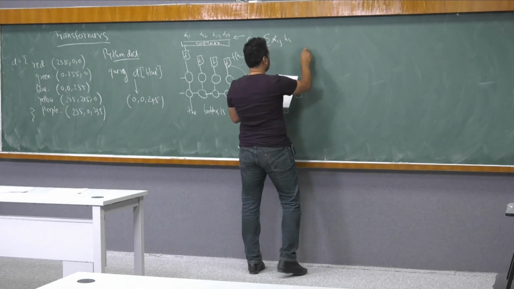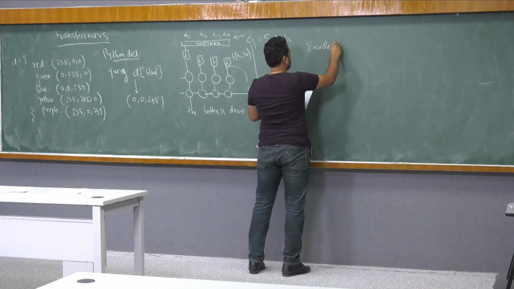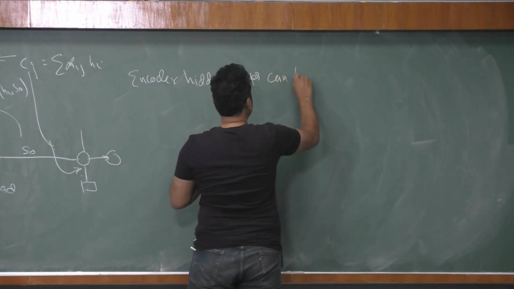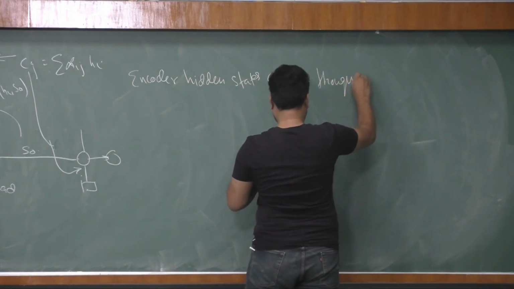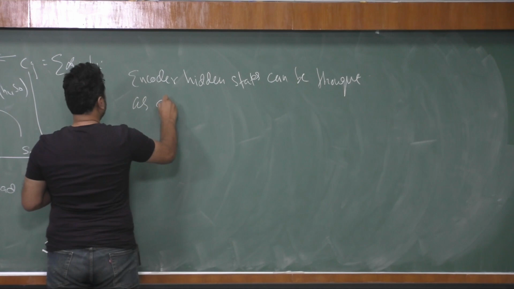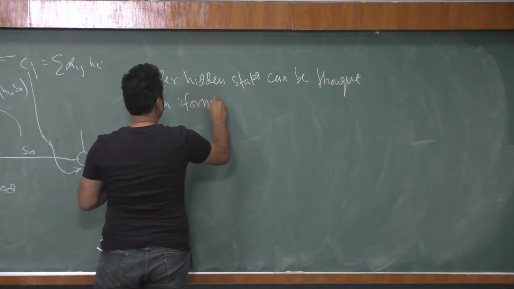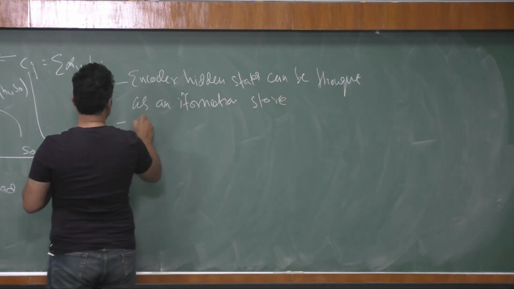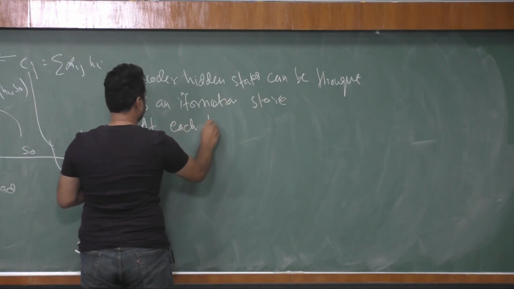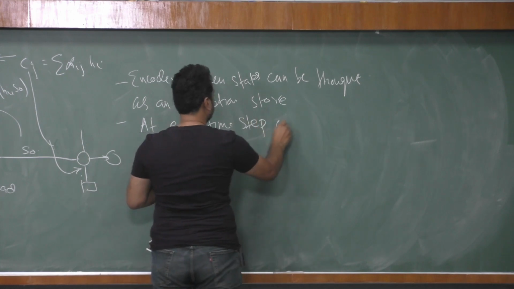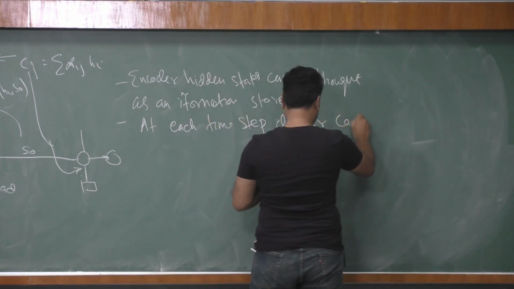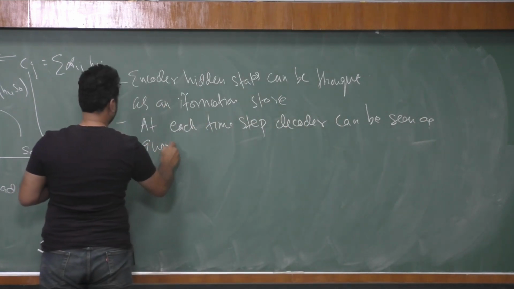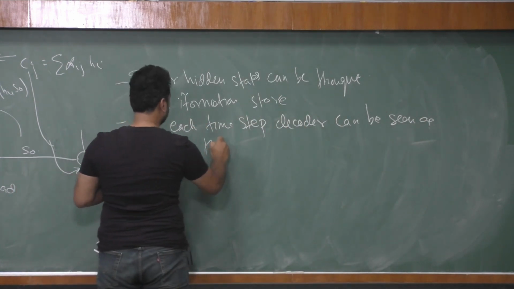So encoder hidden states can be thought of as an information store at each time step. Decoder can be seen as querying this information store.